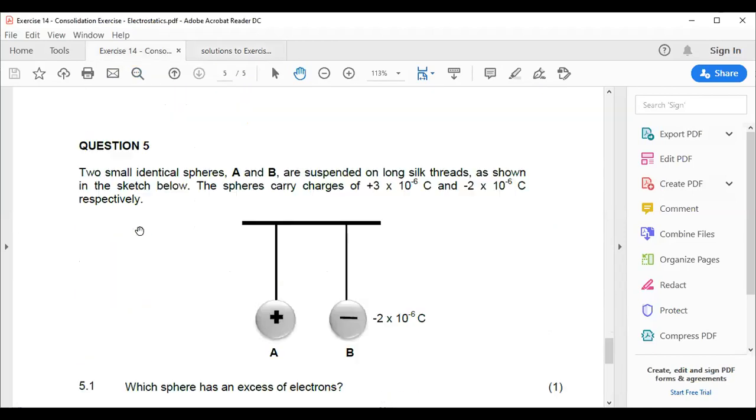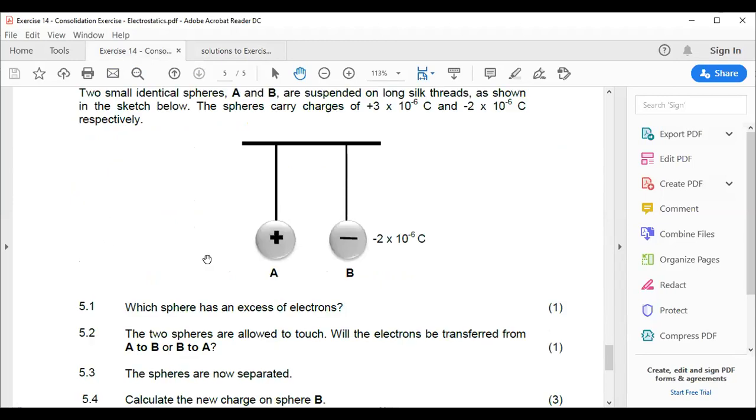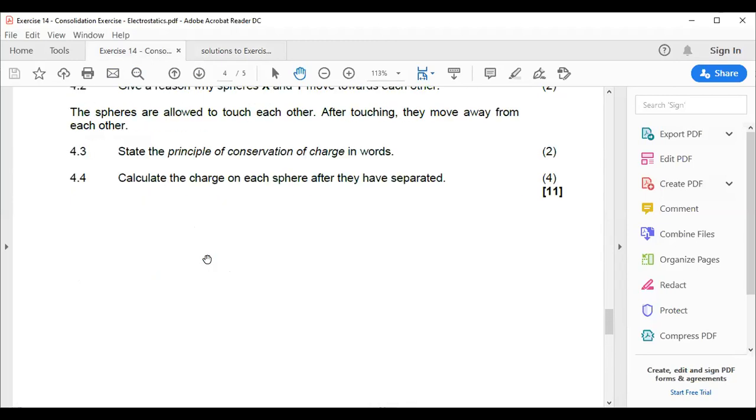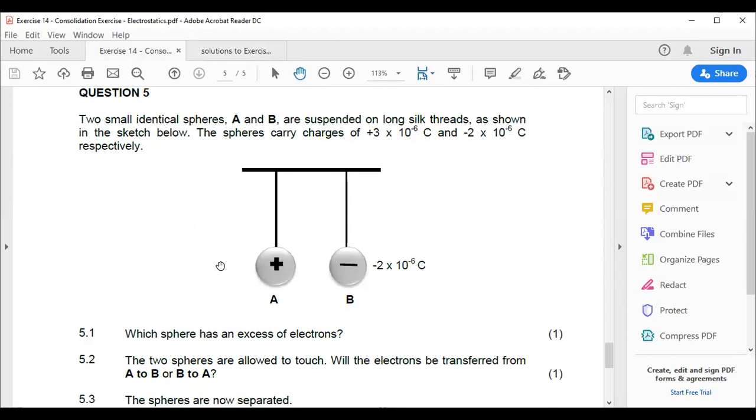Question number 5, almost the same. Two identical spheres A and B are suspended on long silk threads, as shown in the sketch below. The spheres carry charges of 3 times 10 to the power -6 coulombs and -2 times 10 to the power -6 coulombs, respectively. Which sphere has an excess of electrons?